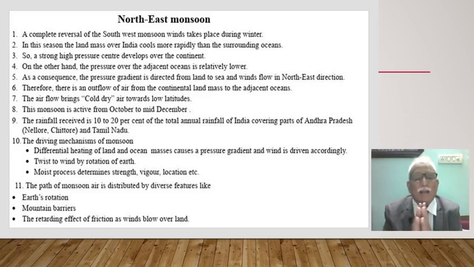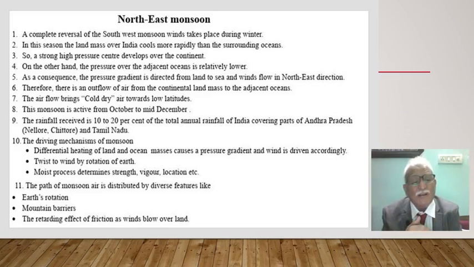So the monsoon is active from just October to December. There is nothing much as far as the rainfall receipt is concerned, 10 to 20% rainfall only, particularly Andhra Pradesh, of course in Nellore, Chittoor, Tamil Nadu, they receive this rain in the northeast.